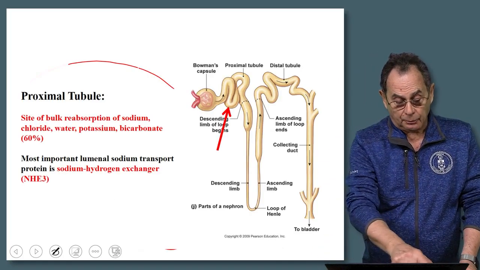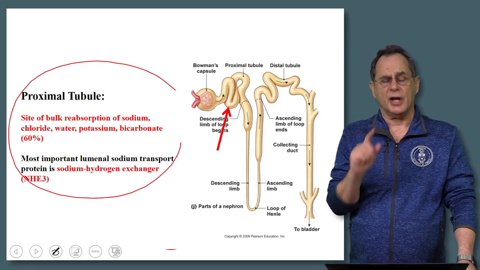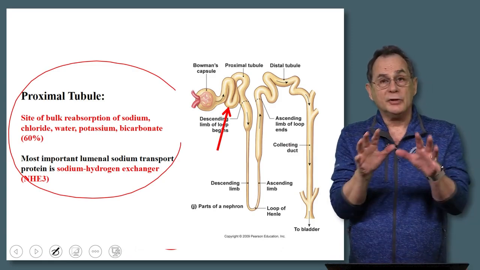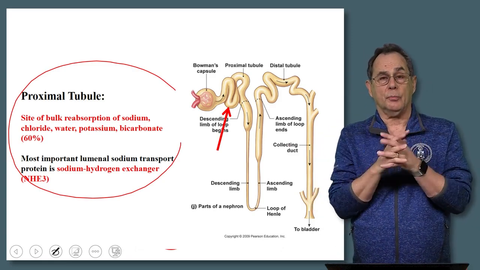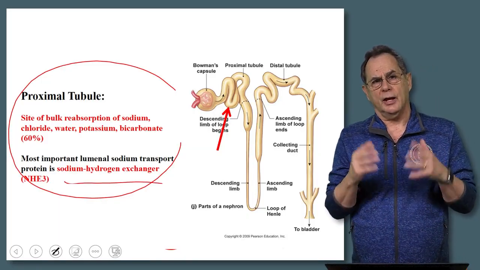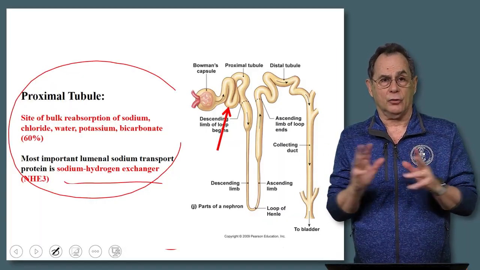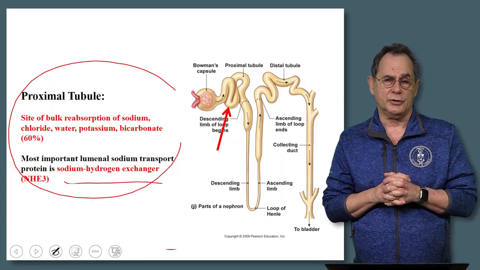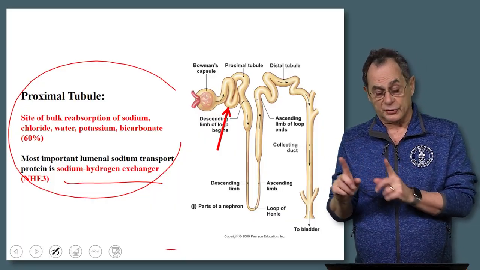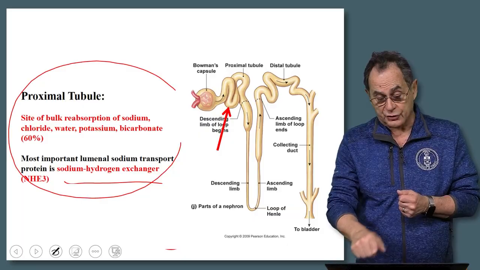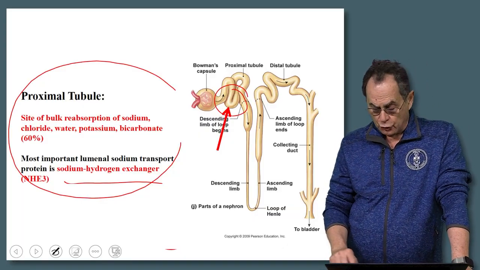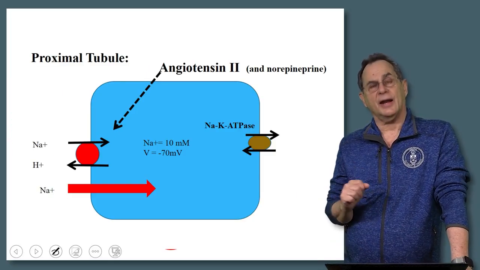In the proximal tubule, remember, this is the site of most of the sodium reabsorption. And much of that sodium reabsorption is dependent upon the sodium hydrogen exchanger, NHE3. There are many isoforms of the sodium hydrogen exchanger, and there are also, of course, sodium solute cotransporters. But this antiporter exchanger dominates here in the proximal tubule. And angiotensin 2 serves to drive that activity.